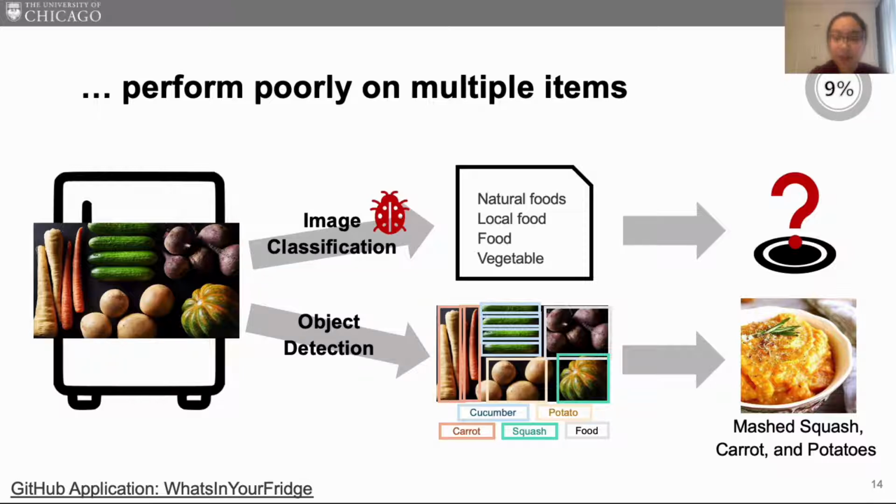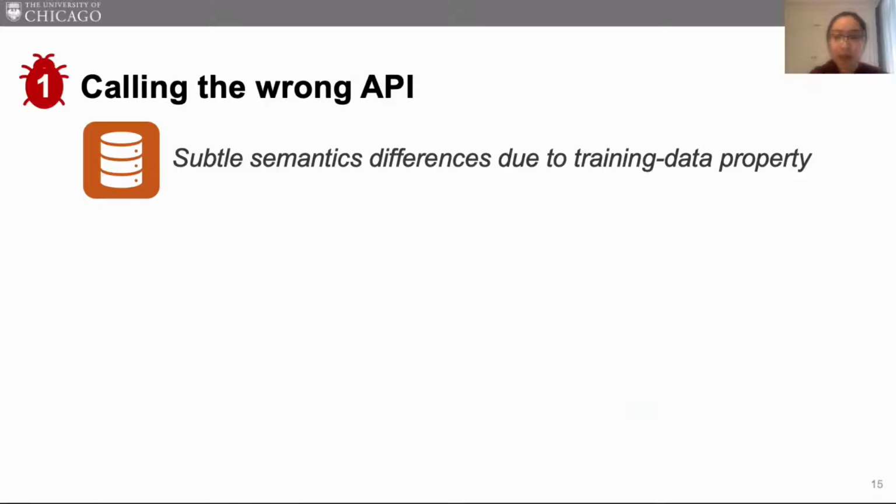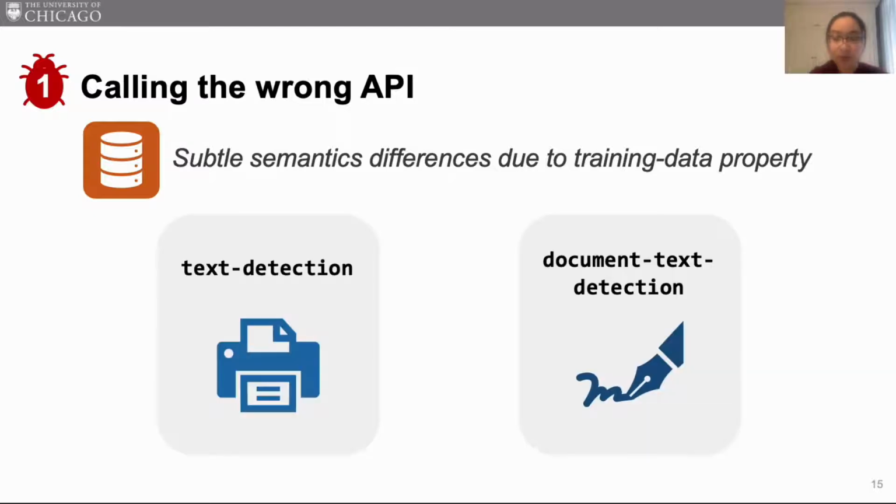In fact, 99% of applications using these APIs pick the wrong one. In addition to the cognitive task, the semantics of an ML API are also defined by its training dataset. While the difference seems subtle to developers, it greatly affects inference accuracy. For example, there are two image-to-text APIs, text detection and document text detection. They can both extract text from an image, but one is trained to work on printed text and the other is for handwritten text. Unfortunately, many developers do not have the domain knowledge and misuse them.